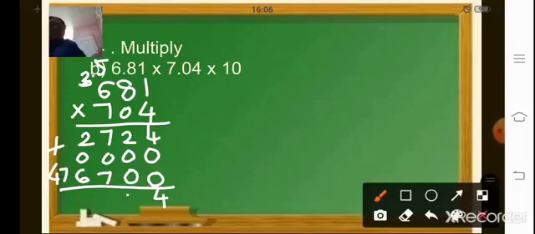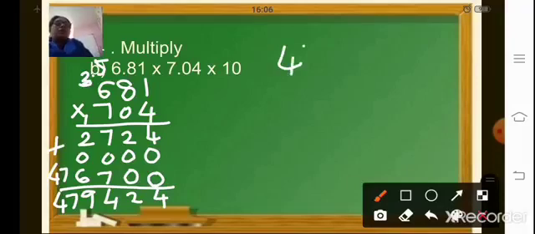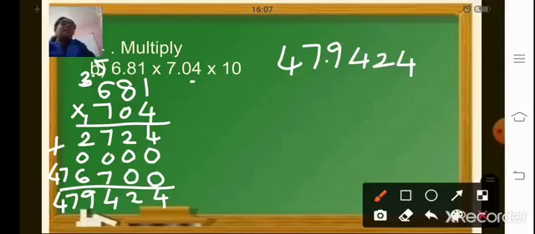4, 2, 7 plus 7 is 14, 1 carry over, 9, 7 and then 4. Okay, now here your answer is 4,79,404. So write the answer here. Now place the decimal point after 4 decimal places, 2 here and 2 here in this number. So 1, 2, 3, 4. So your answer is 47.9424.